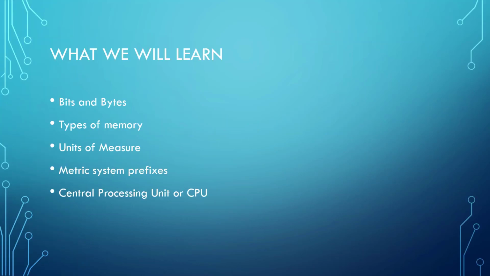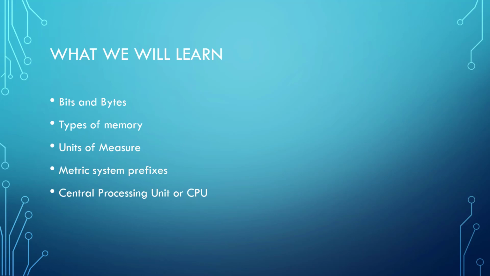So what we will learn. We're going to learn about bits and bytes, which are some basic constructs and units of measure. We're going to learn about the different types of memory used in computers. Just like humans, computers have short-term and long-term memory. And so I'll be trying to explain it in those terms, equating it to human memory as much as possible in order to help you understand.